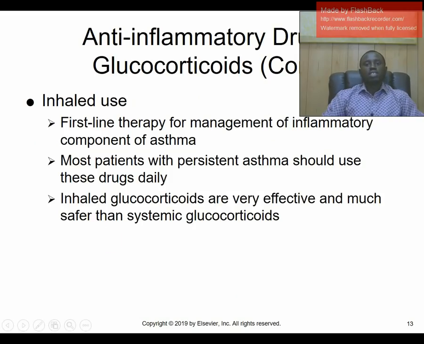Unless the asthma is very severe, glucocorticoids should always be administered by inhalation. Inhaled glucocorticoids generally are very safe, and their principal side effects are oropharyngeal candidiasis and dysphonia, which can be minimized by using a spacer device during administration and by gargling water or rinsing the mouth after each use. So oropharyngeal candidiasis is a fungal infection that causes patches in the mouth.